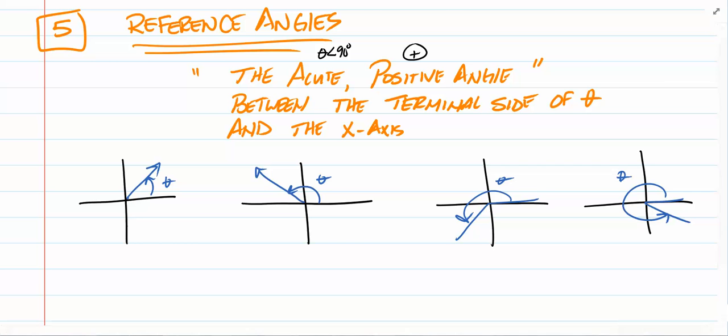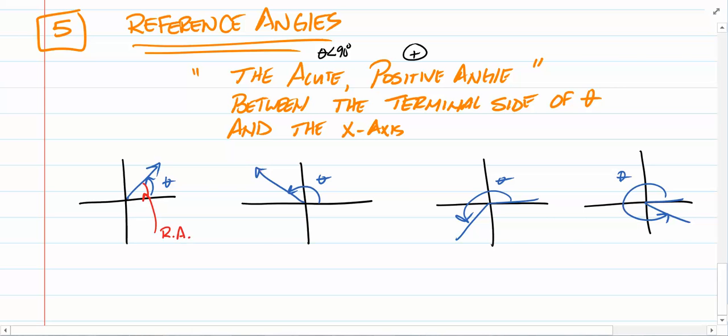I'll draw the reference angle for you in red. The reference angle is the same as theta in quadrant 1 because it's positive and less than 90 degrees. So that one right there is my reference angle, which I'll label as RA. That's not a big deal. Okay, let's go over to quadrant 2.